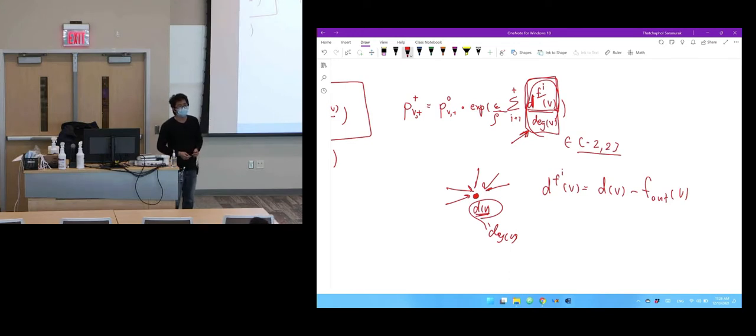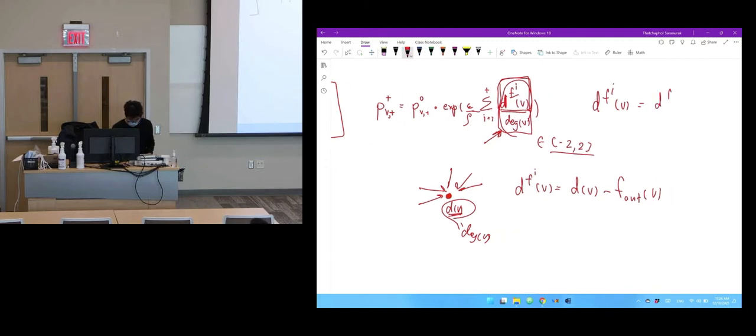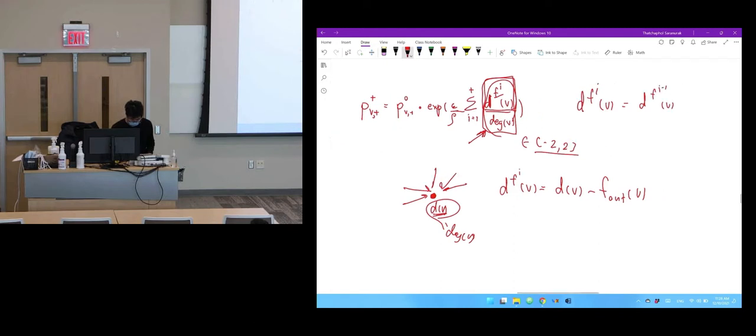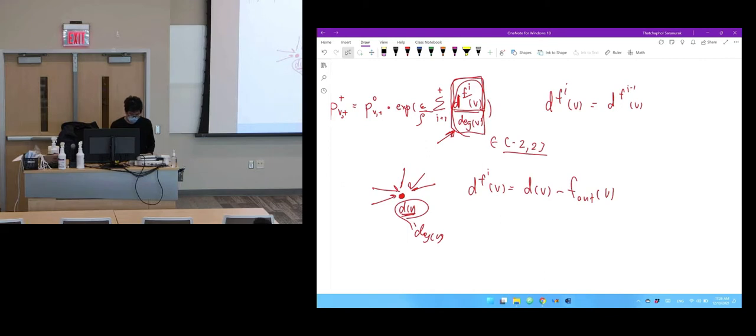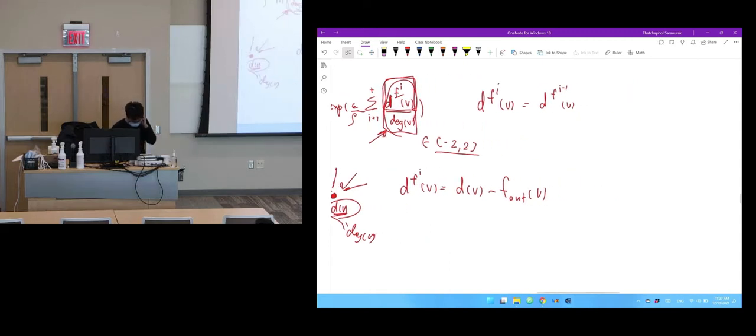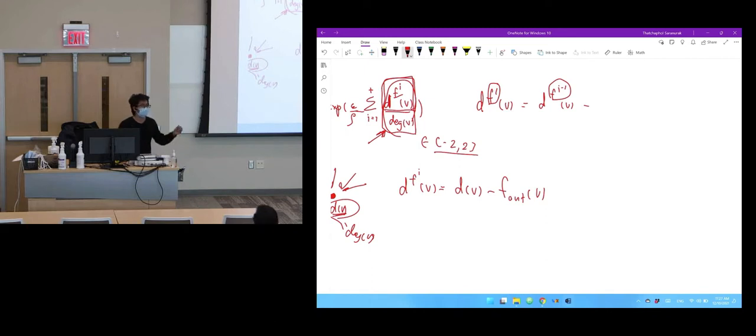So is dFi of V equal to dFi minus 1 of V? dFi of V equals dFi minus 1 of V minus f i minus 1 out of... no. Like the flow at each round is just independent from each other. Like you just construct the flow in each round from scratch, right? Yes.